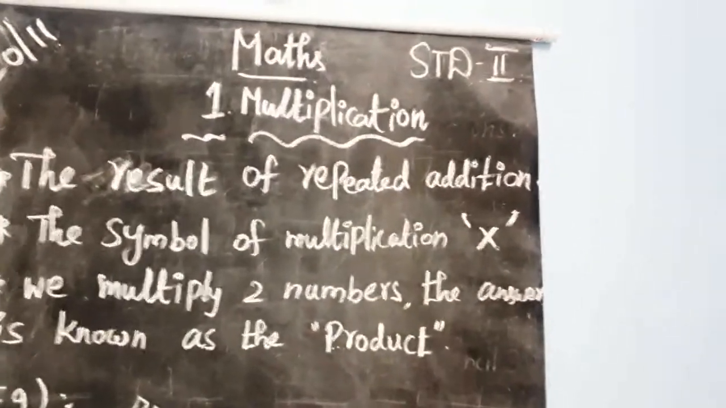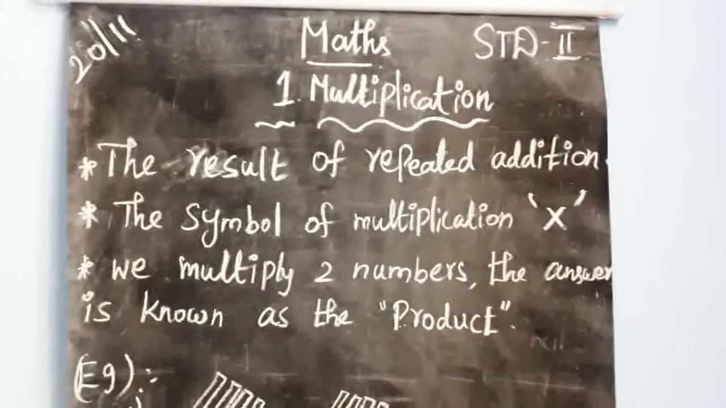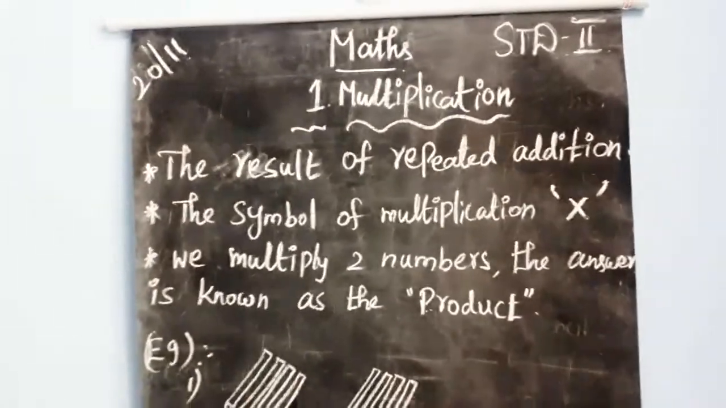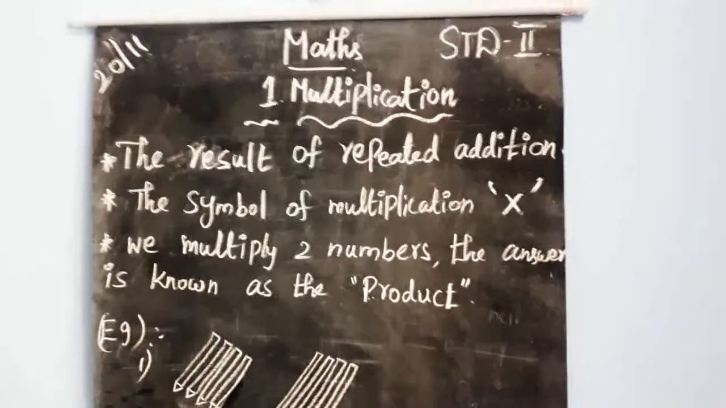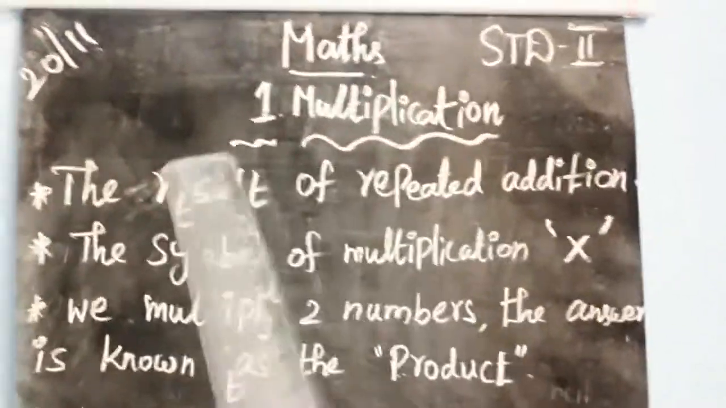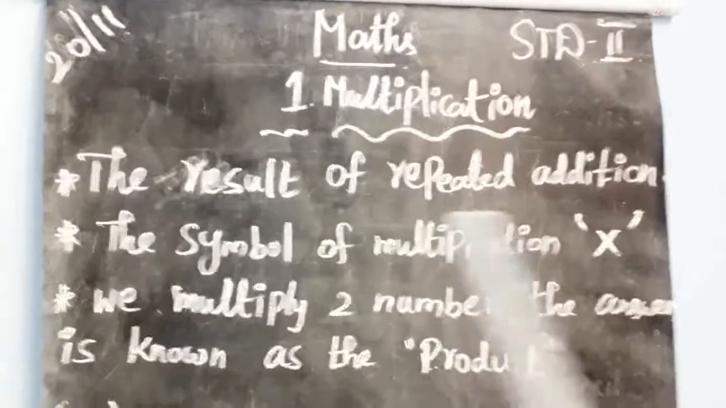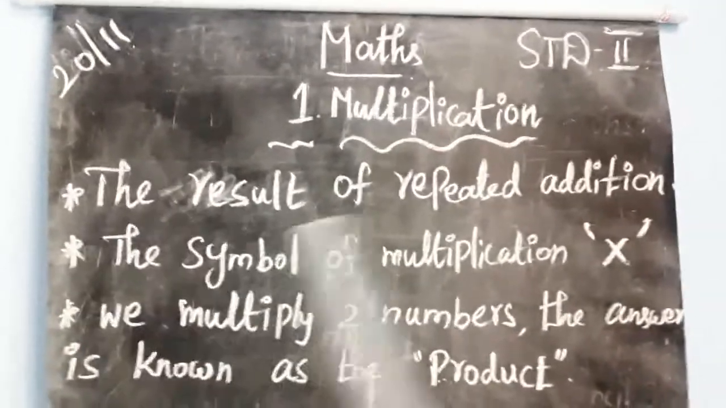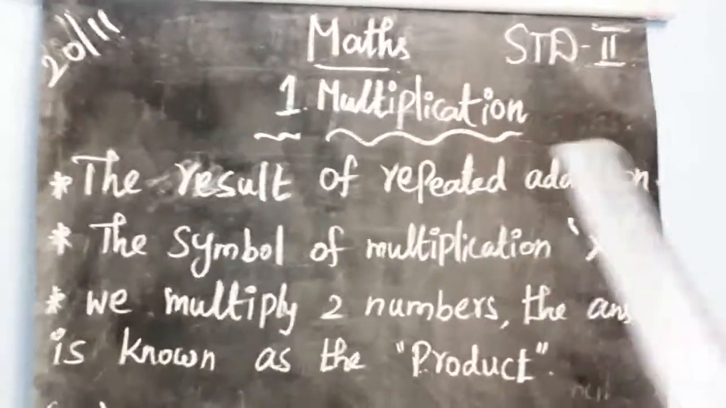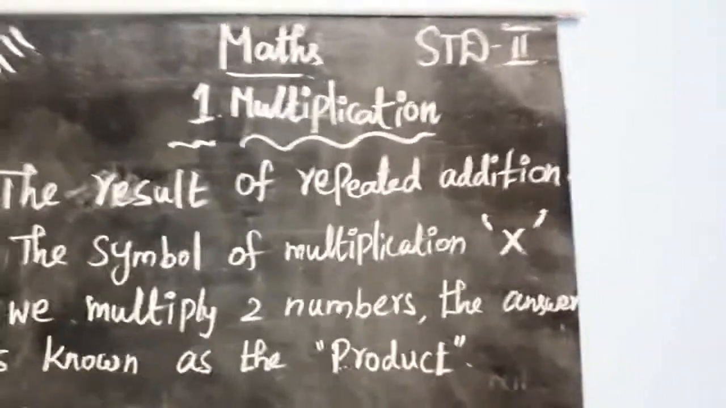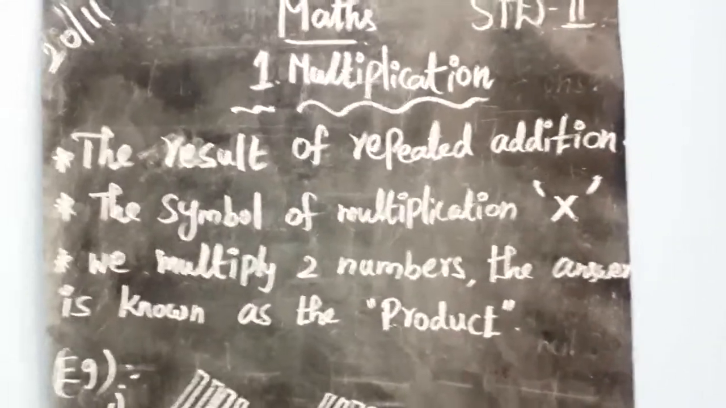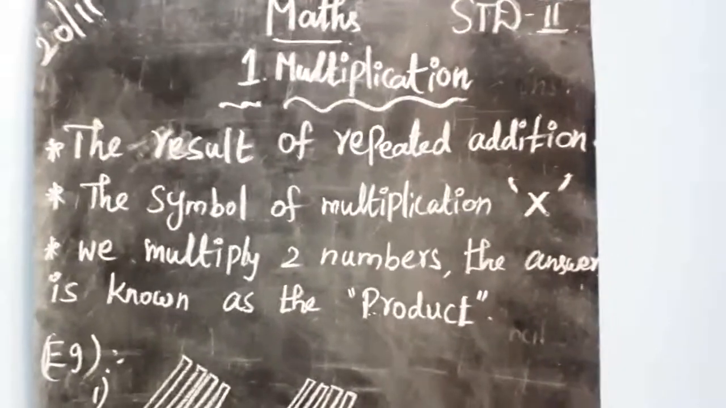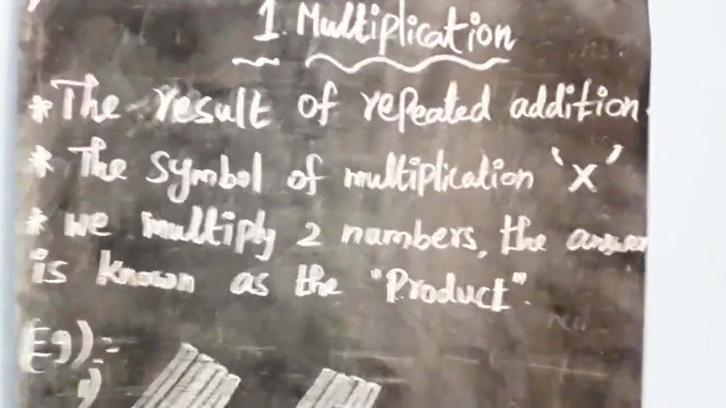In the last class we saw the multiplication table. Today we are going to see multiplication. Multiplication means the result of a repeated addition. Repeated addition means adding the same number again and again. That is a repeated addition.